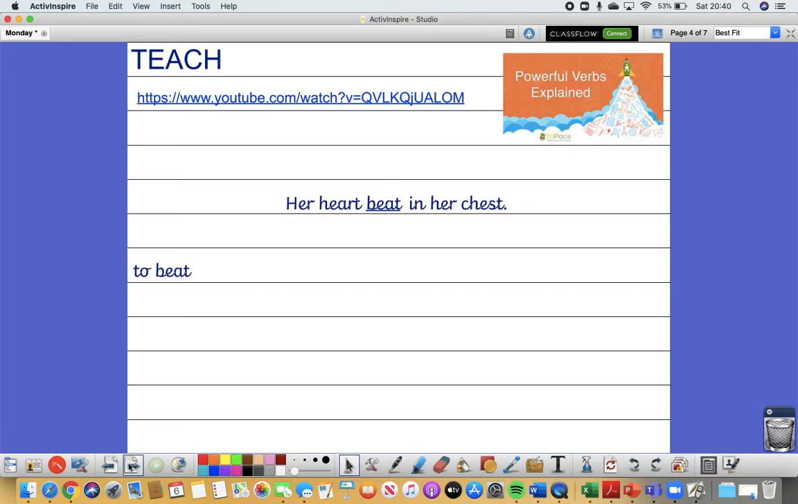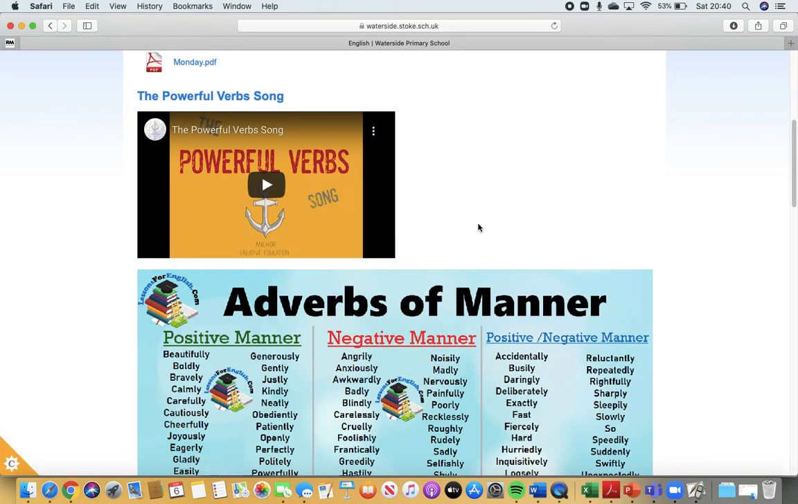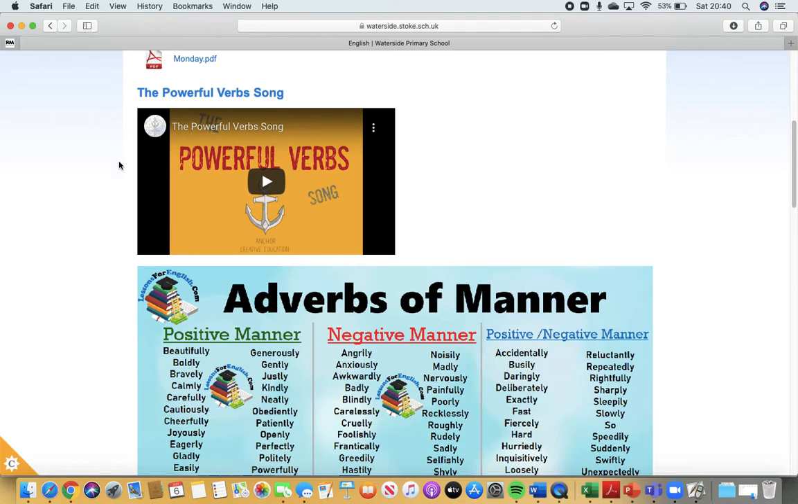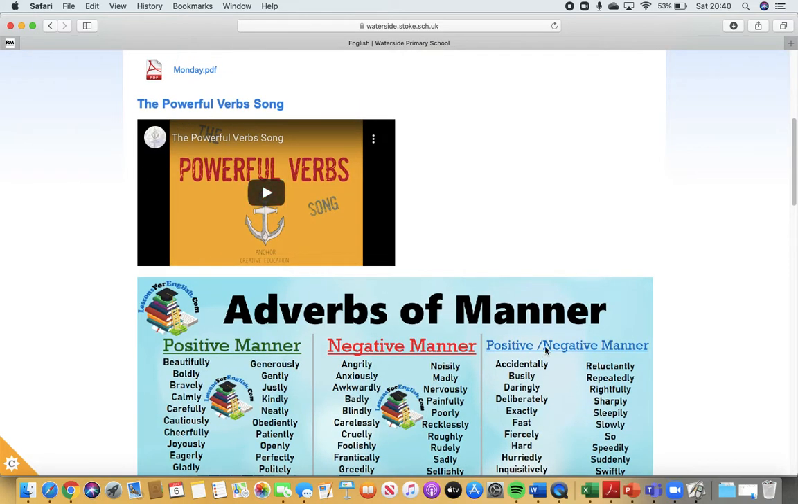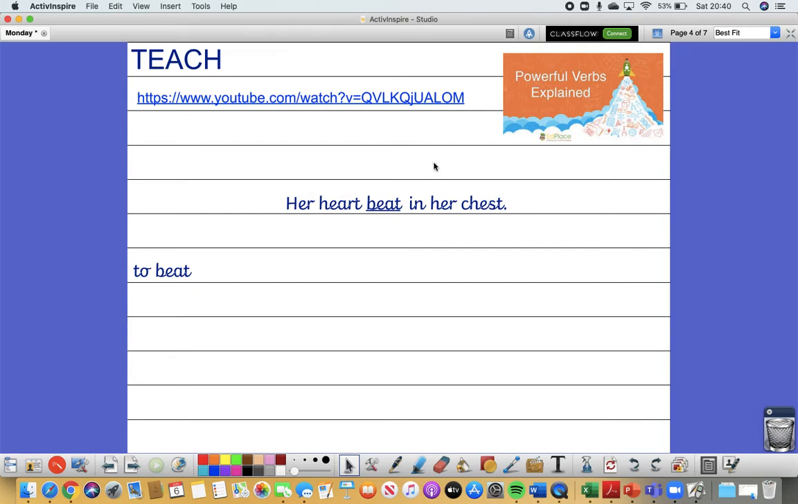Okay, so the first thing today we're going to look at is powerful verbs. So I'd like you to watch the YouTube video here. If you can't get onto it by clicking this link here, then if you go onto our school webpage, the powerful verb song is here for you to have a look at. Because that's one of the things today that we are going to be looking at, powerful verbs. So have a watch of the video and then come back when you are ready.